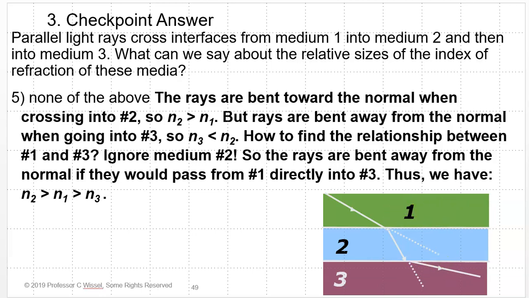But how about N1 and N3? Because we have no relative thing here. Well, there actually is a way of doing this. Whenever you have something like this, you can ignore the second medium. So you pretend the second medium is not there. And then you look at this angle here relative to that angle there. This angle is greater than that one. So that means N1 is greater than N3. So the correct answer to this is N2 is greater than N1 and N1 is greater than N3. These all had to be parallel. Okay, and the way they drew them, they were parallel.